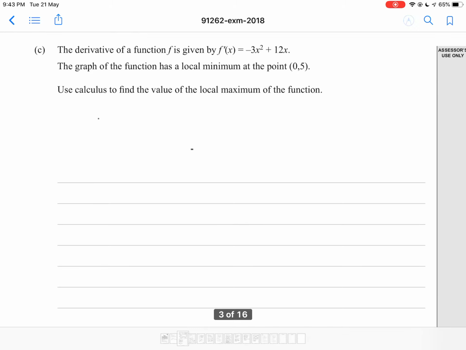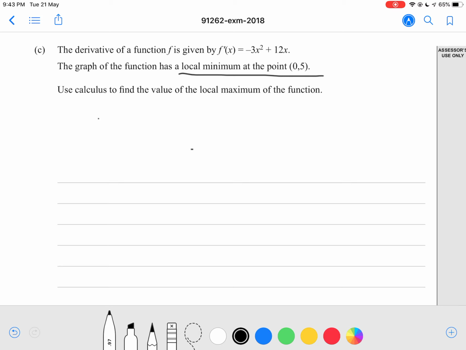So it has a local minimum at a point, and we're trying to find the local maximum. You see that the gradient function is negative 3x squared plus 12x. That means this is the gradient function of a function, so for example, I'm going to put this back to f of x. So we're going to integrate.